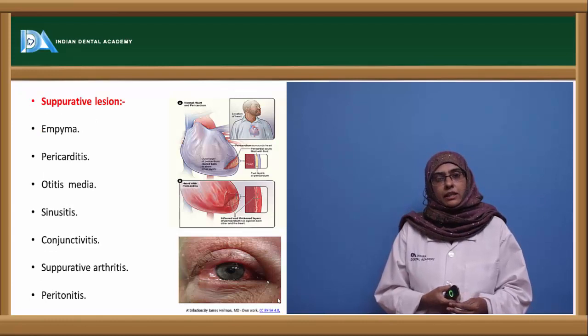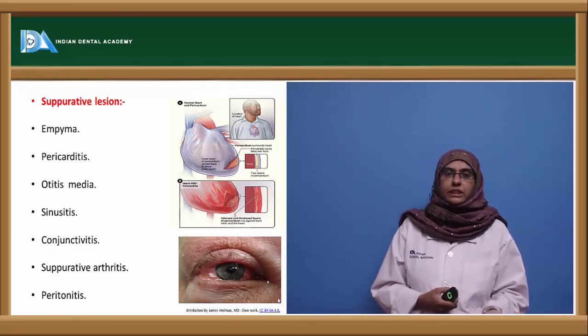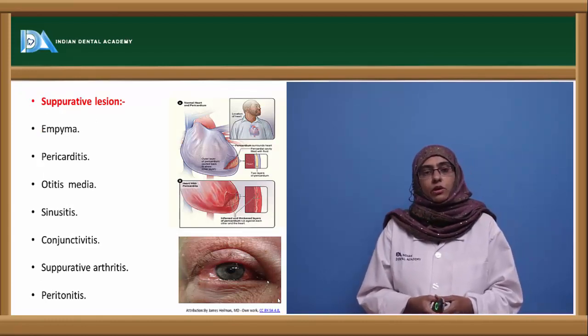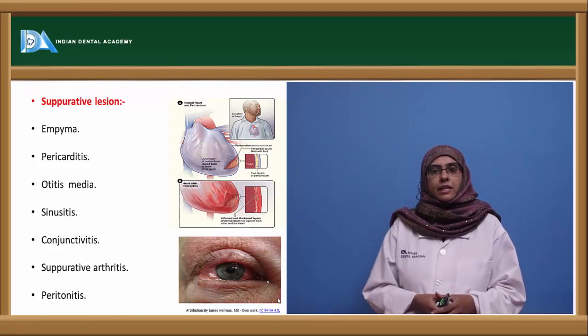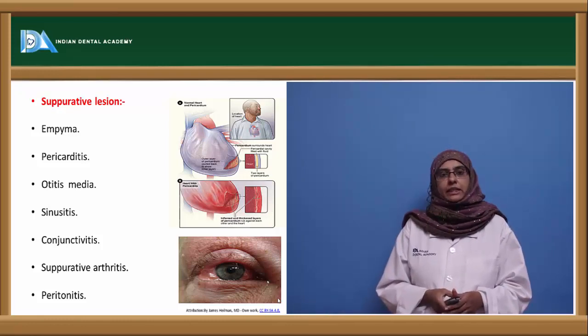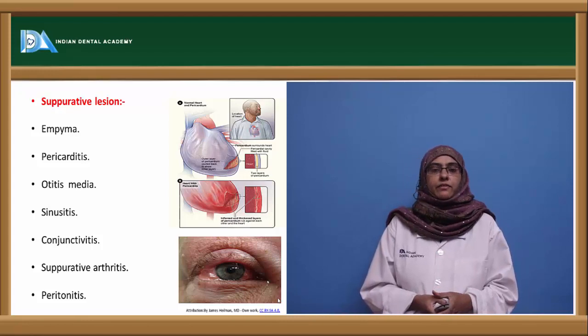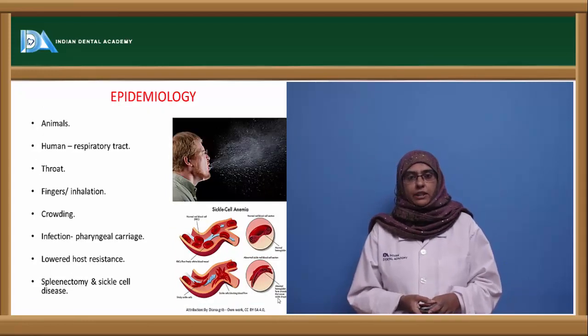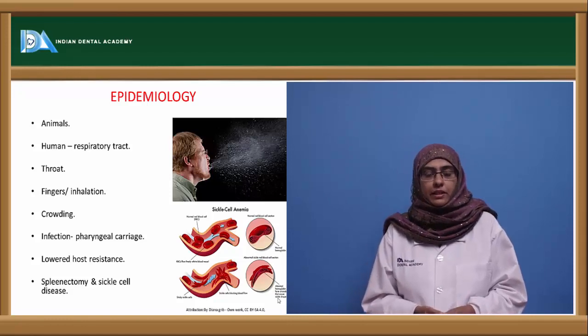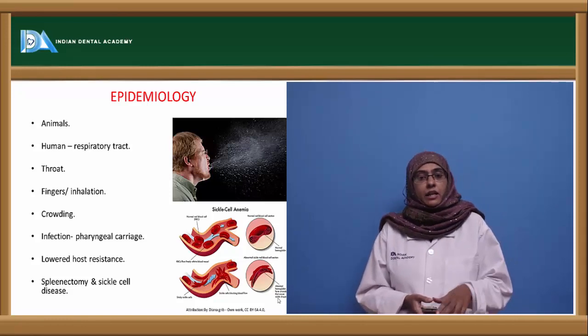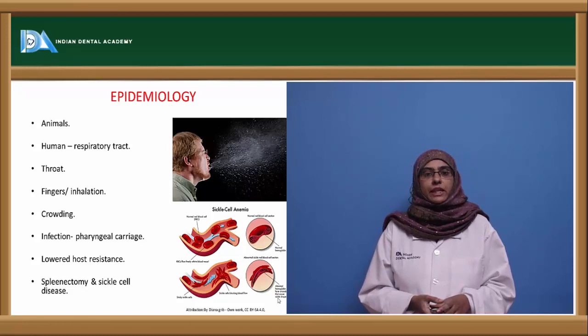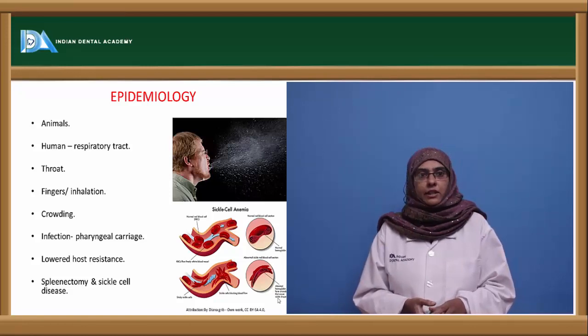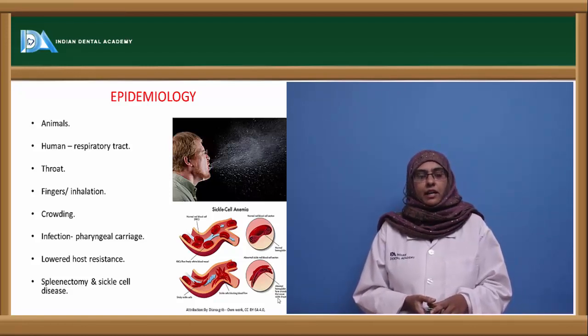Now coming to the other associated pathogenesis of this organism, they are able to cause suppurative lesions such as empyema, pericarditis, otitis, sinusitis, pharyngitis. We have suppurative arthritis and peritonitis. Coming to the epidemiology, this organism is able to spread in a close community, and the natural infection is seen mostly in the animals, and in the humans they are usually carried in the person.